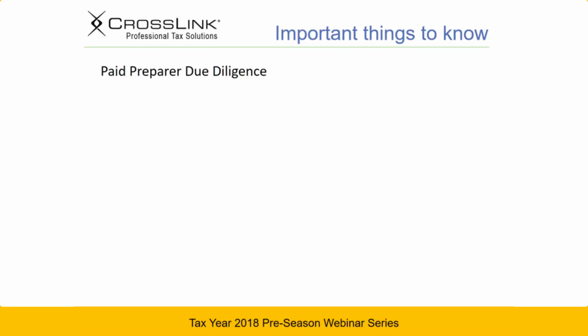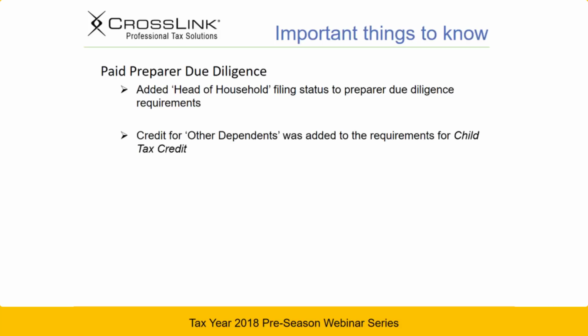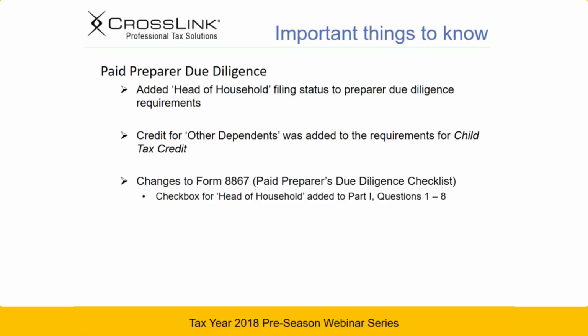Other things of note is that when it comes to paid preparer due diligence, please note that we have added, or more specifically the IRS has added, head of household filing status to preparer due diligence requirements. So other things is that credit for other dependents was added to the requirements of child tax credit, which we're going to show you in just a moment, and that there are changes to Form 8867. That's the paid preparer's due diligence checklist, as we all know. And the checkbox for head of household was added to Part 1, questions 1 through 8, and that there's a new Part 4 added for the head of household filing status question.